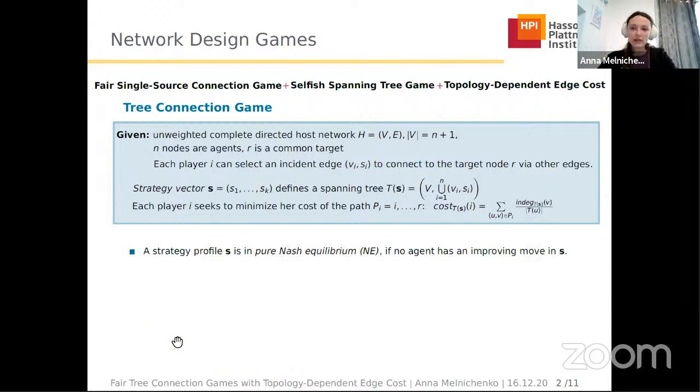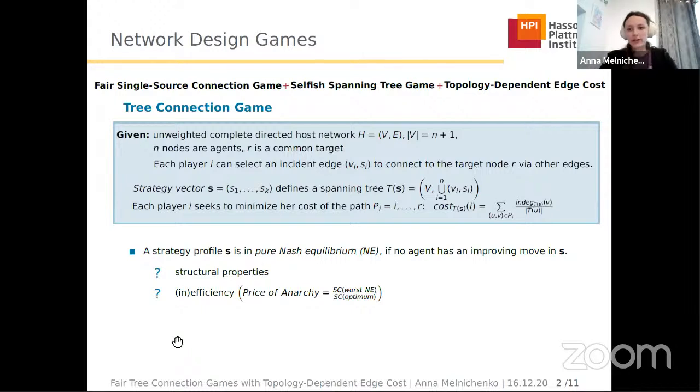The main goal of each game, and of our game, is to understand what is a stable state of the game, namely what is a pure Nash equilibrium of the game. We call a strategy profile, or a tree, a pure Nash equilibrium if no agent has an improving move, meaning that no agent wants to deviate from its current strategy, assuming that the strategies of all other players are fixed.